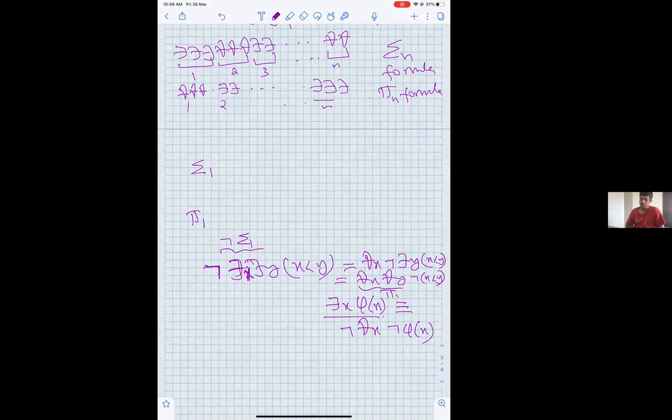So if I have a sigma 1 formula, its complement will be its negation. Similarly, I'll have sigma 2, then pi 2, whose negation will be pi 2, then sigma 3, pi 3, and so on.